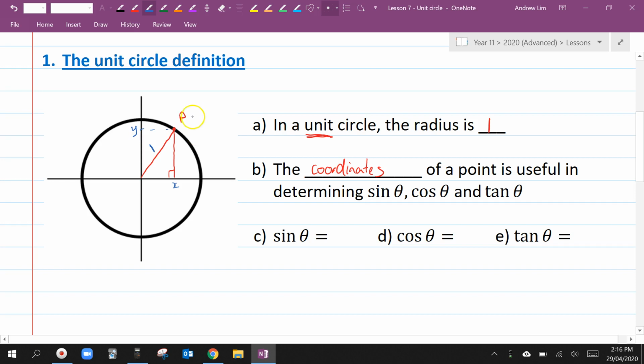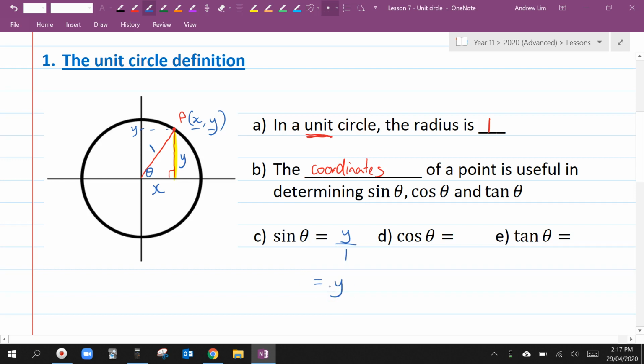So if we want to work out the length of the sides of this right angle triangle, this side that I've highlighted in yellow has to be of length y, and this side that I've highlighted in orange has to be of length x. That means that this point here is x, y. So if I want to find sine of the angle theta, we know sine is equal to opposite over hypotenuse. Opposite is y, hypotenuse is 1, and so y divided by 1 is just y.